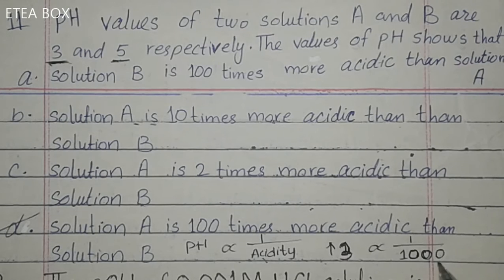Okay, you have to add 0 with this. With 1 unit, acidity will decrease 10 times. With 2 units, the acidity will decrease 100 times. With 3 units, the acidity will decrease 1000 times.